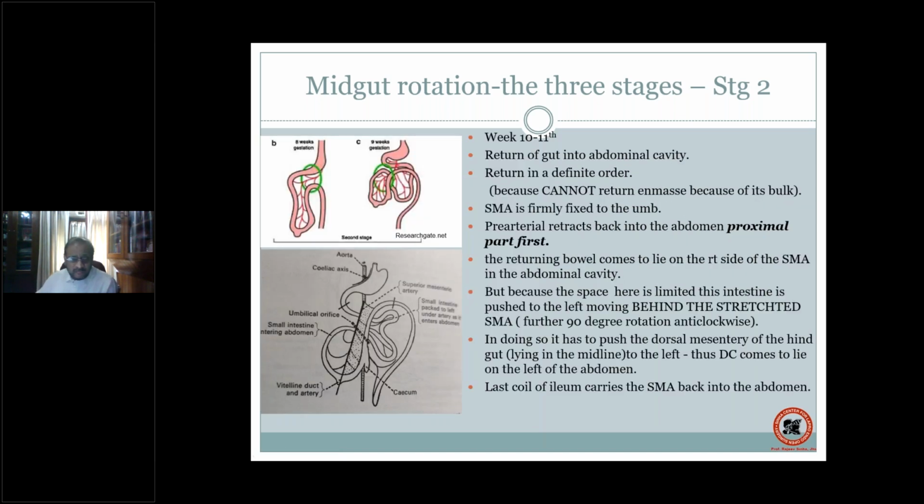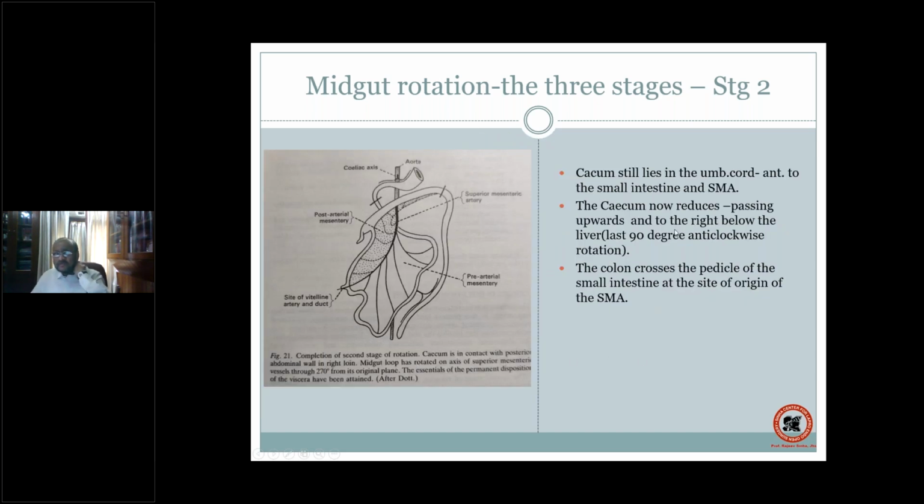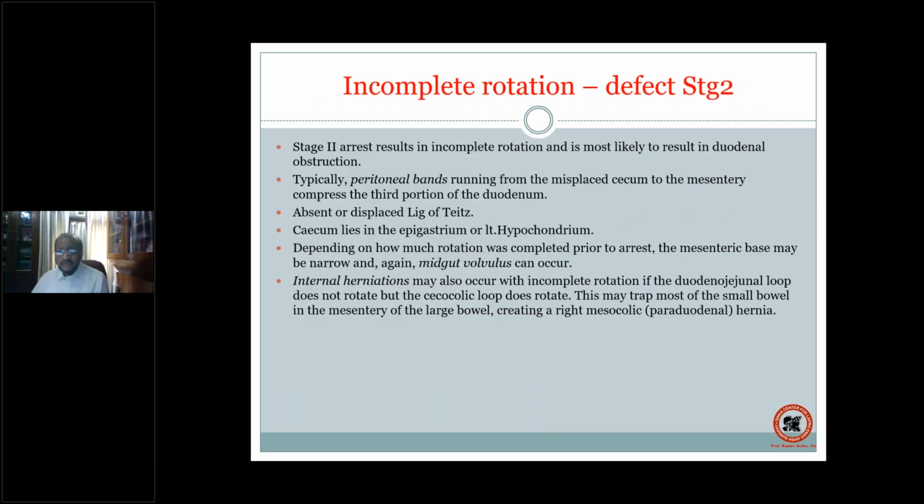Easily imaginable if we just remember this figure. This is basically the umbilical orifice, and here this is going behind the superior mesenteric artery, and this part is going to flip like this. It is going to go in front. This is going to go behind, right? So that is stage 2 of the midgut rotation, which completes the 270 degrees. So stage 1 was a 90-degree rotation inside the umbilical cord. In stage 2, the remaining 180-degree rotation occurs inside the abdomen while the bowel is coming back into the abdomen.